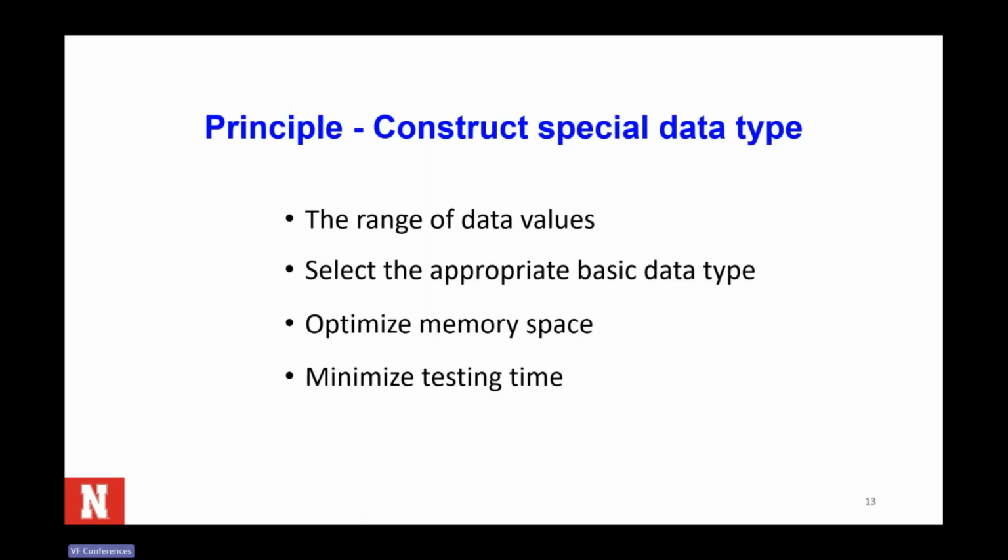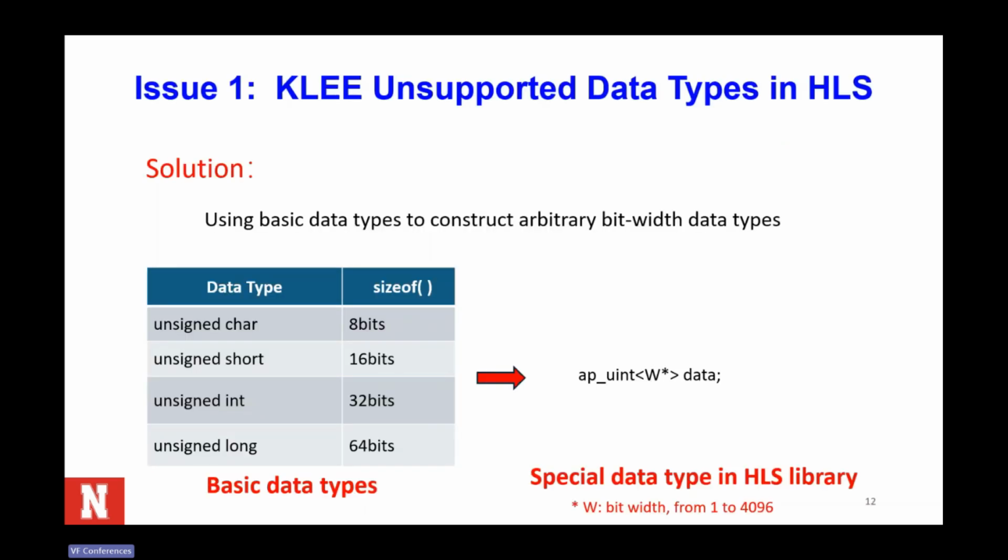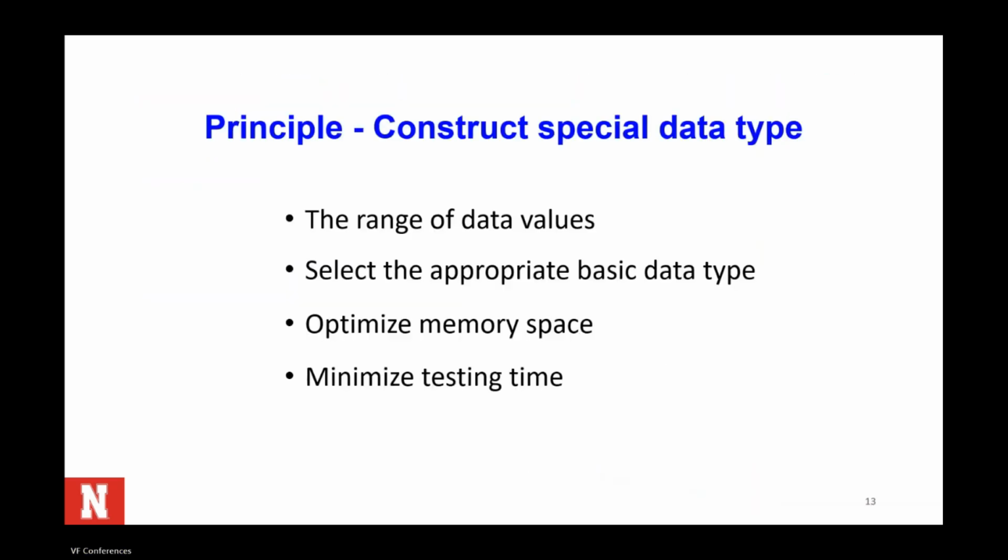Next, we need to select the appropriate basic data type, because we have a lot of basic types. Which one is best? Next, we need to optimize the memory space, because when we create the test cases, we will create a lot of memory variables. So we need to save the memory space.